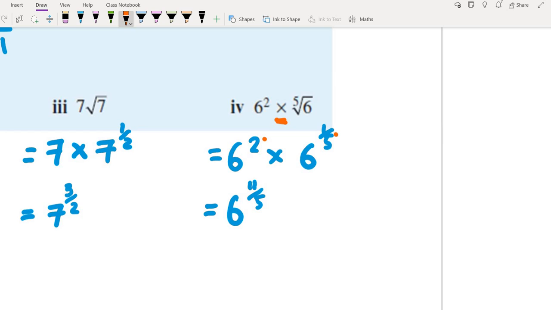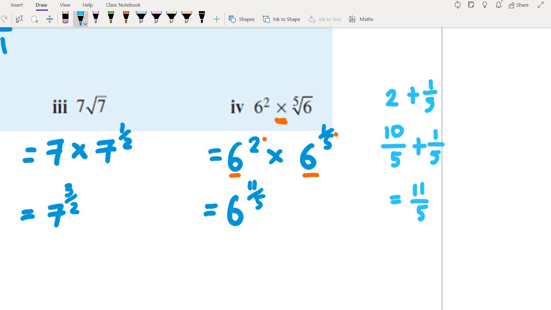But remember, when we have powers multiplied together with the same base, we actually have to add them. So here, it's the same as saying 2 plus 1 over 5. So your trick is to turn 2 into 10 over 5. So you can add them together. You end up with this number.